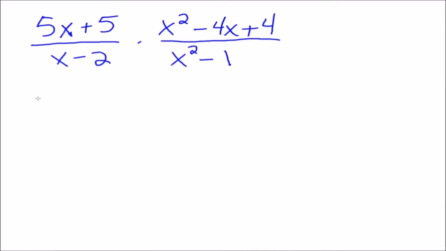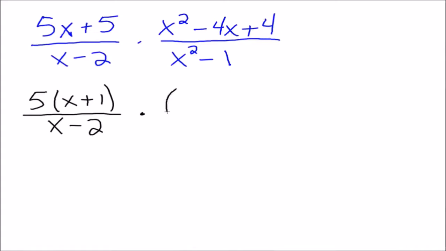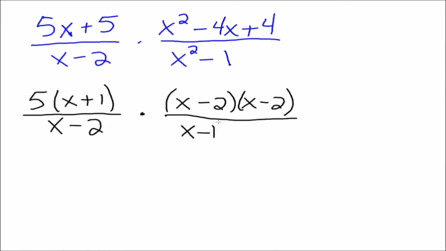Factor everything. So 5x plus 5, we can take a 5 out, and that leaves behind x plus 1. X minus 2, there's nothing to do there. It's already factored. Times x squared minus 4x plus 4. That factors into x minus 2 times x minus 2, all over, and then x squared minus 1 is the difference of two squares, so x minus 1 times x plus 1.